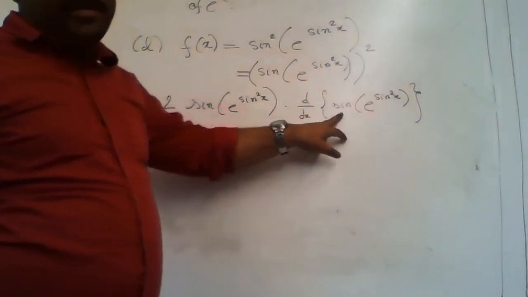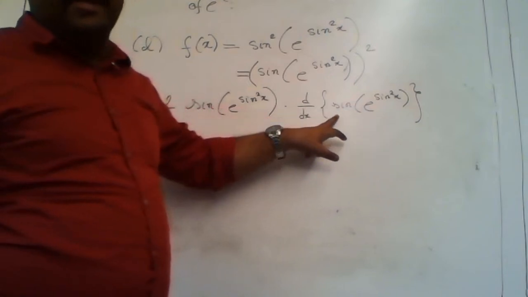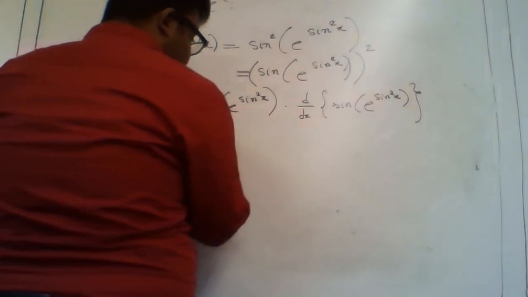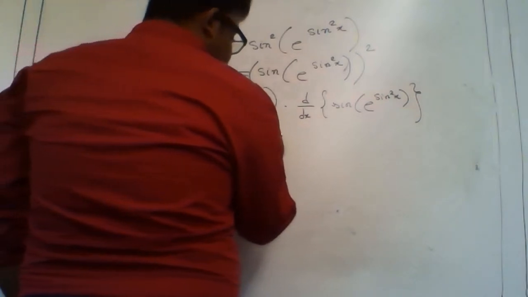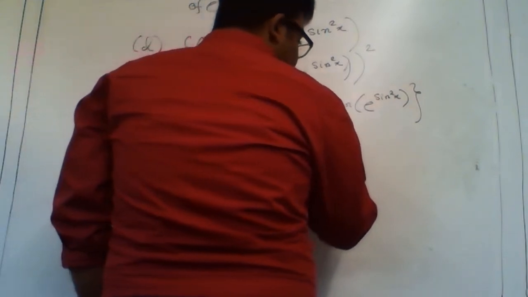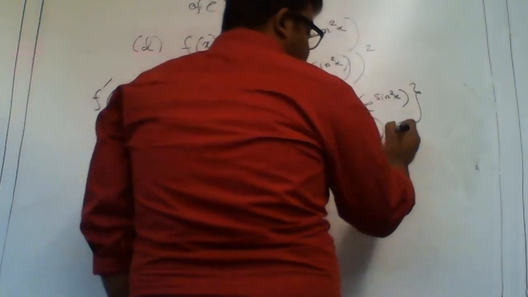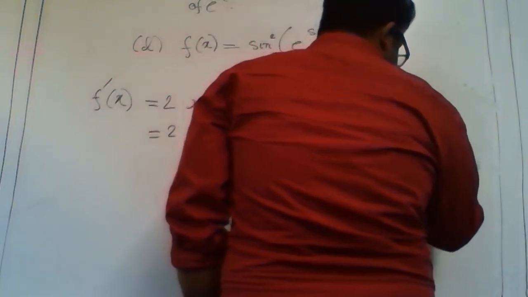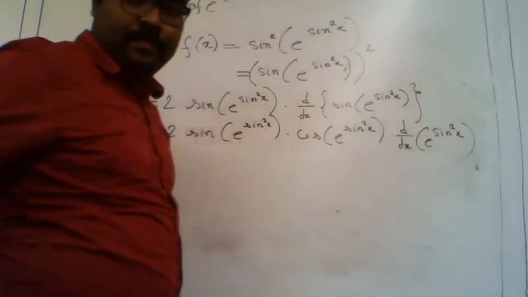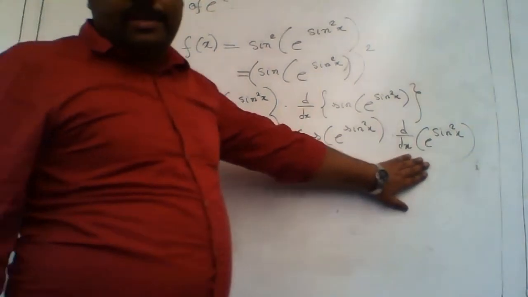Now the outer function is sine x and the inner function is e to the power sine square x, and d/dx of sine x is cosine x. So it will be 2 sine e to the power sine square x. In place of this I'll have cosine e to the power sine square x times d/dx of what is inside, e to the power sine square x. Okay, now this part is okay. I have to just do this part.